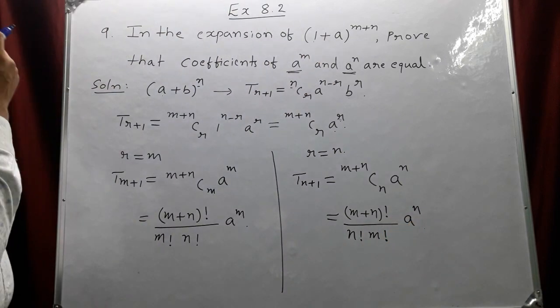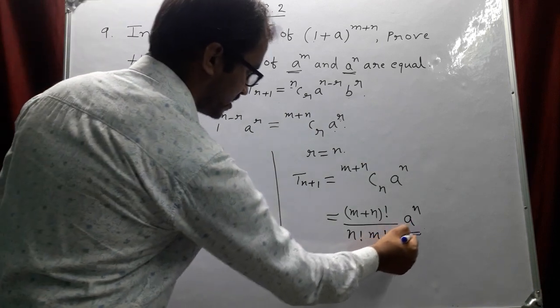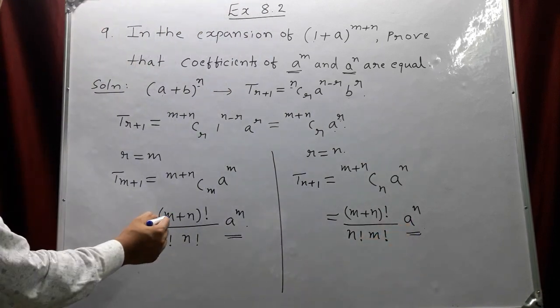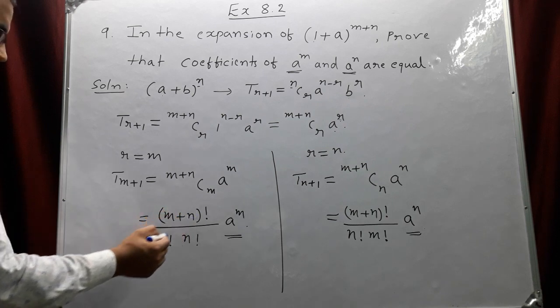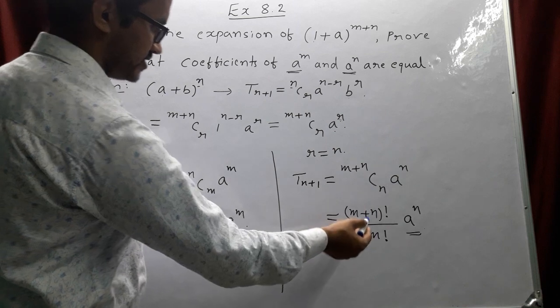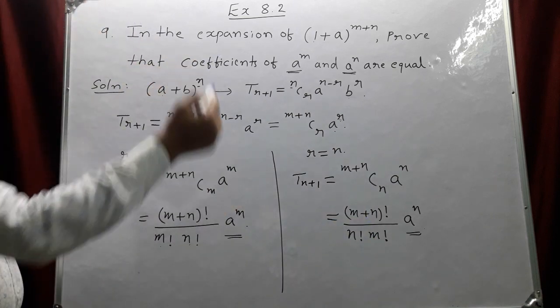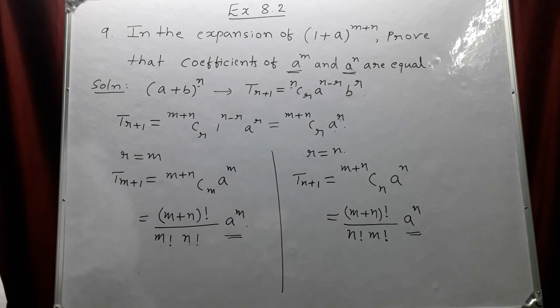Now if you compare the coefficients of a power m and a power n, both are the same. That is (m+n) factorial by m factorial n factorial. Here also we have the same. So we can conclude that the coefficients of a power m and a power n are equal.